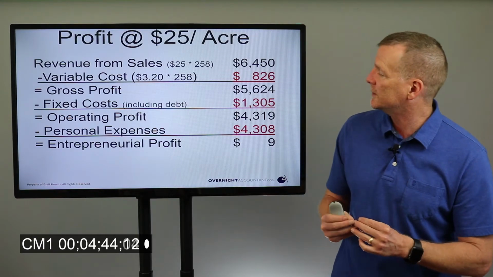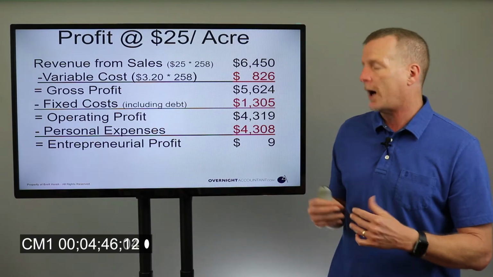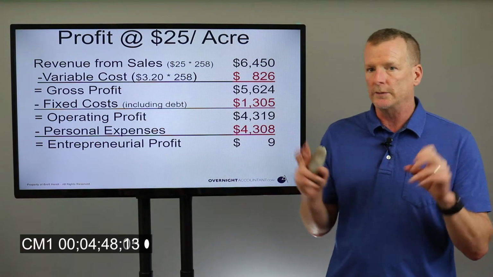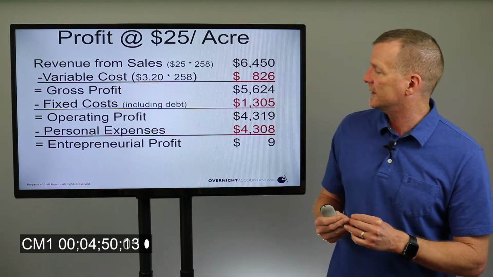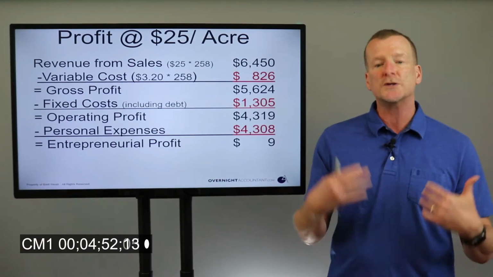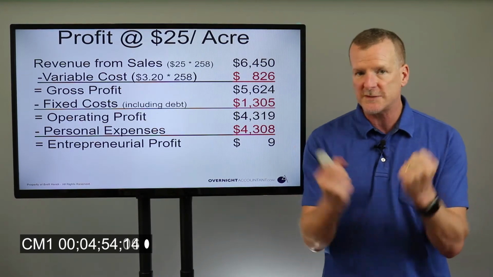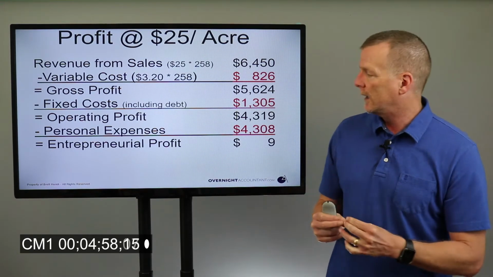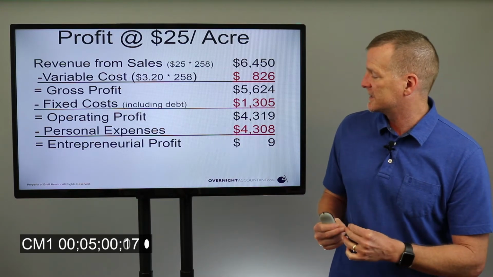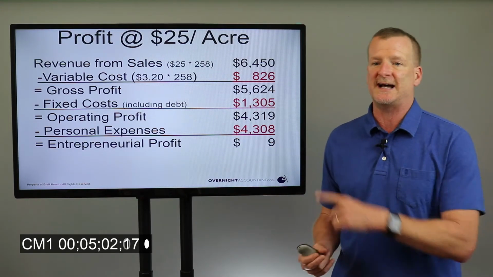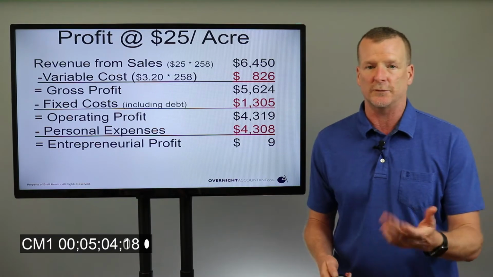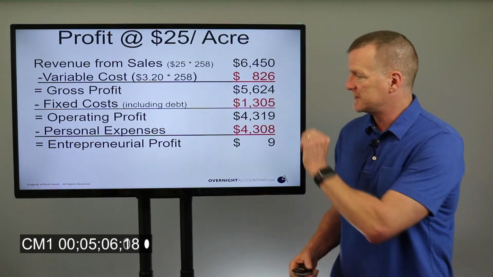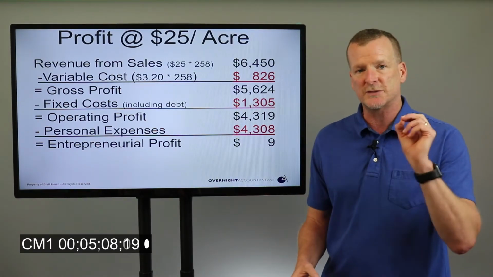So that's $1,305. That gives him an operating profit, quote unquote, of $4,319, and then we subtract his personal expenses, which his business is going to have to generate if he's going to sustain his livelihood. Very important. Of $4,308, and that leaves him $9 left over, and that $9 is there really because I simplified stuff with rounding. So anyways, you want this to be 0 or higher. That means you're paying your business bills, your personal bills.